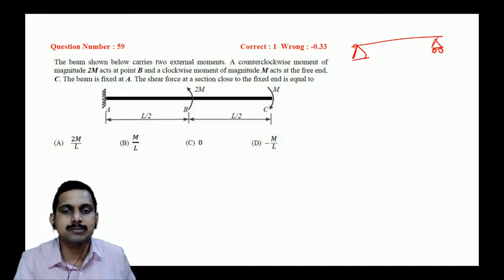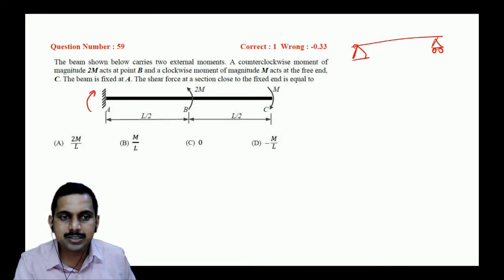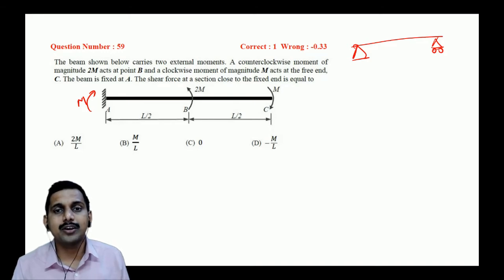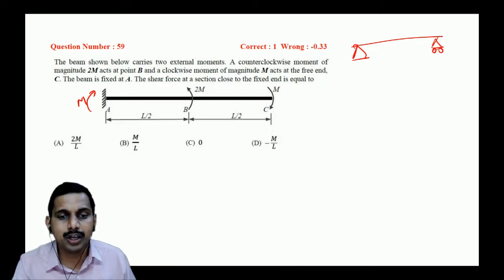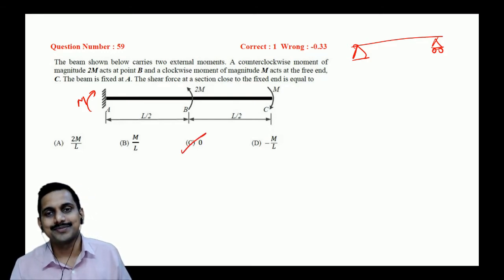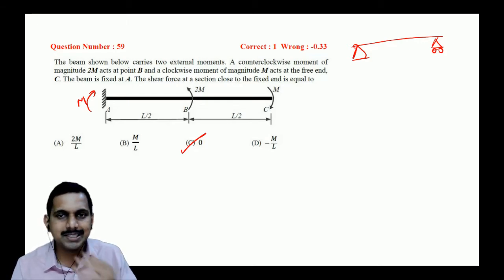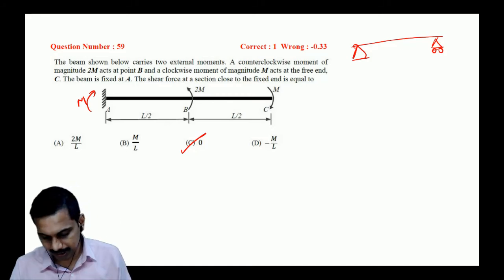So the reaction is a moment here. So 2m on this side, m on this side. So what should be the thing? The reaction is moment over here. What about the forces? Forces is not there at all. So since there is no force at all, how can there be a shear force? So it is 0. Any doubts here, students? Easy questions. Okay, these are very, very basic questions, easy questions. So you should be able to understand.